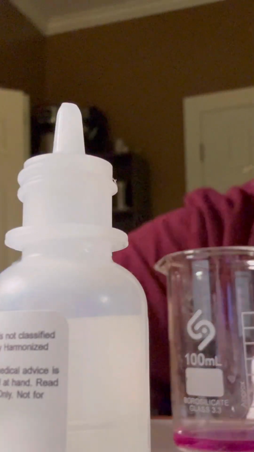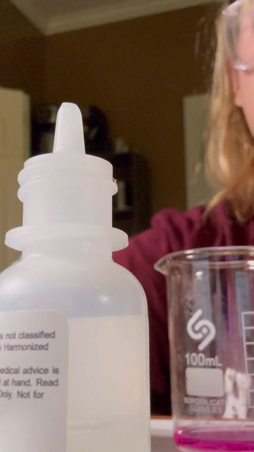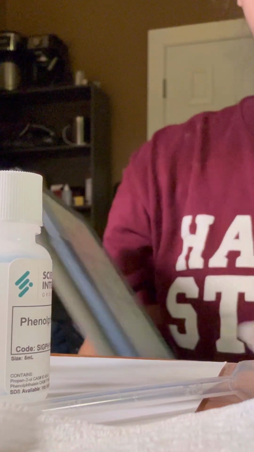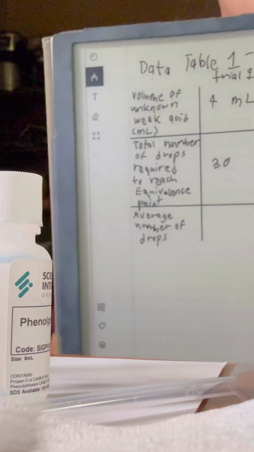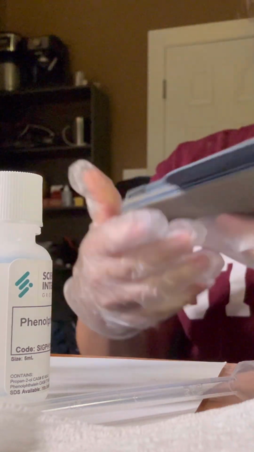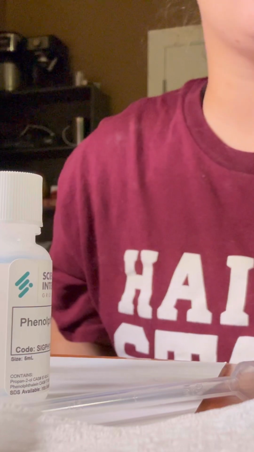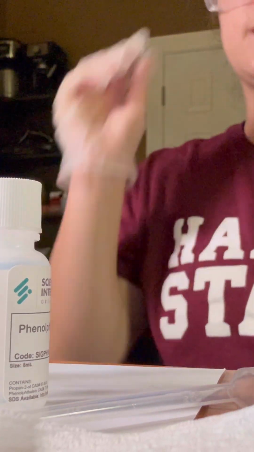So I'll add it into the data table and we'll move on to the next part of the experiment. So here are my results from data table 1. And now we'll move on to part 2 of the experiment. It's called the construction of a pH titration curve.